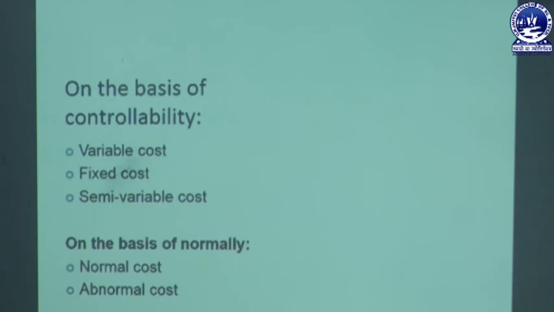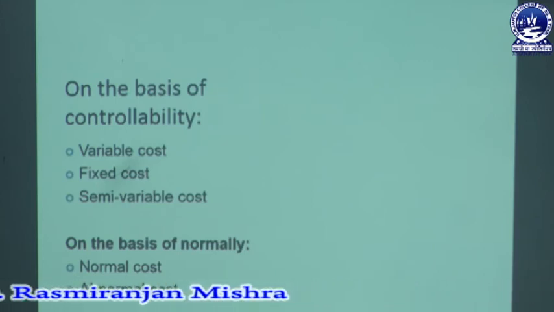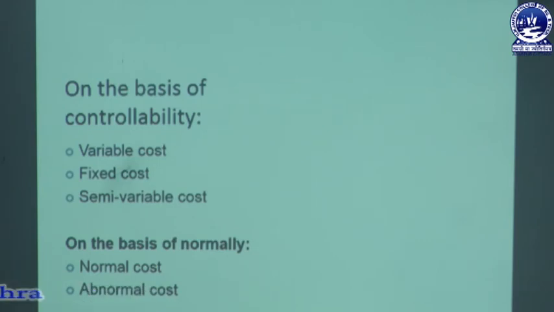Suppose rent or salary of a manager: whatever the number of production, whether increased or decreased, the rent of the room or godown or the salary of the manager remains fixed. But the semi-variable cost is partly fixed and partly variable. For example, telephone bill. In case of a telephone bill, the rental charges remain the same, but the call cost or the units we consume vary. If we make more calls, then we have to pay more. So partly fixed and partly variable, that is called a semi-variable cost.